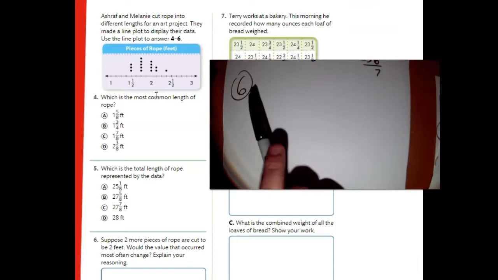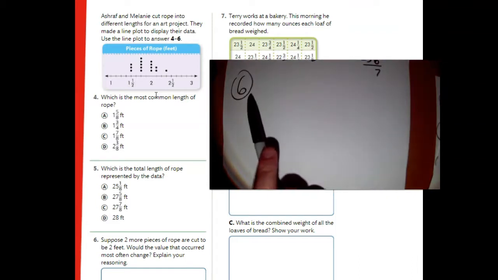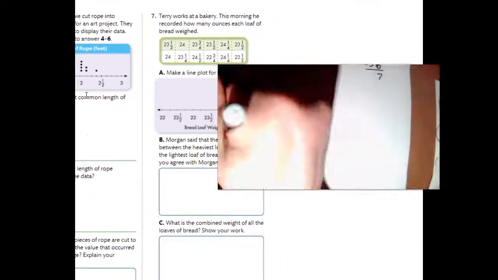That's a hard one to really write out here, but hopefully that makes sense for you. Let's move on and take a look at number 7.